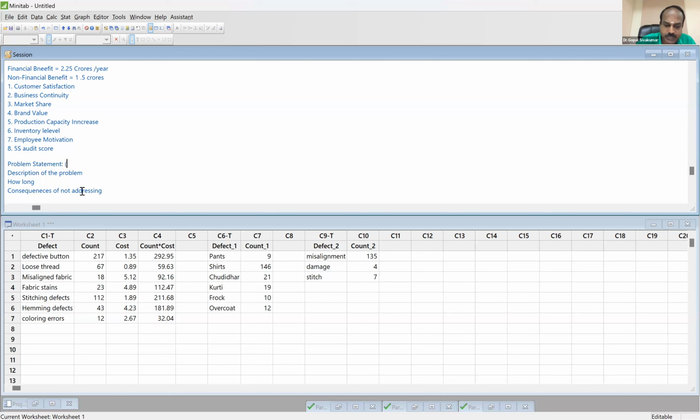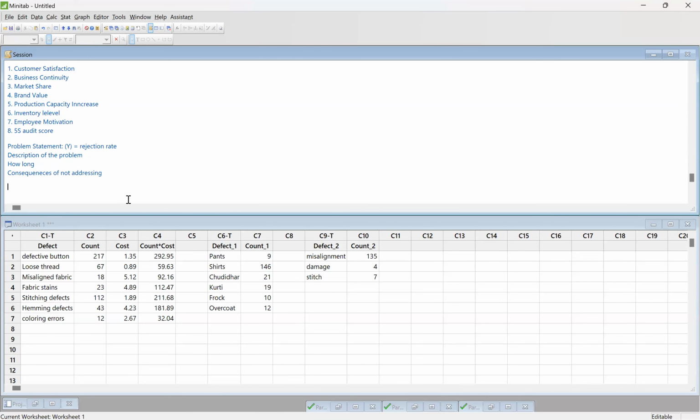Please note, the problem statement should necessarily include the metric which we want to improve. This is the Y measure, or the project Y. And what is our project Y? Rejection rate. So in the problem statement, you must talk about the Y variable. In the business case, you must talk about the Z variable.